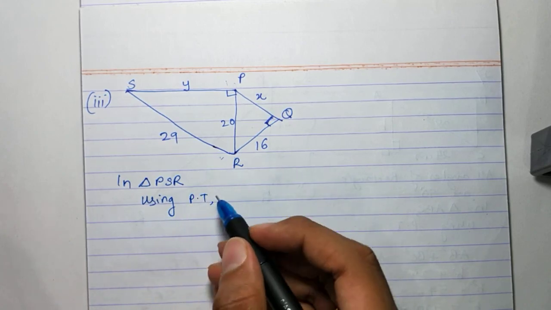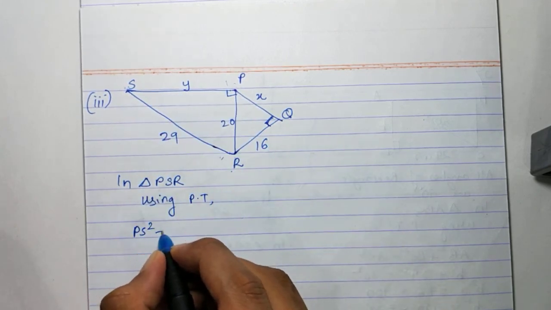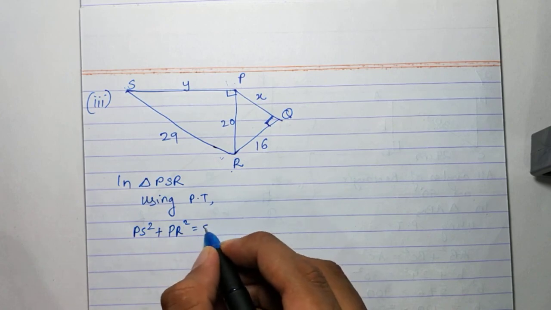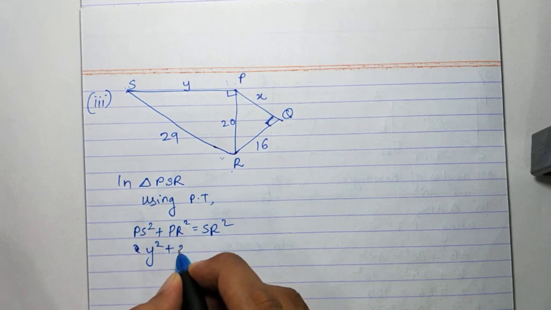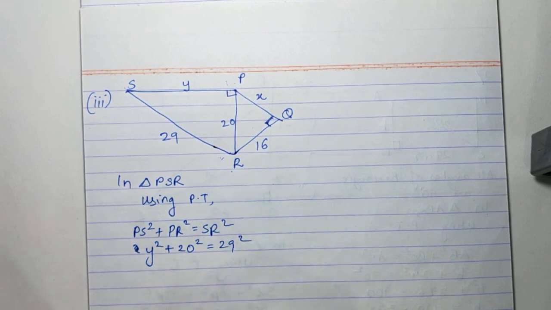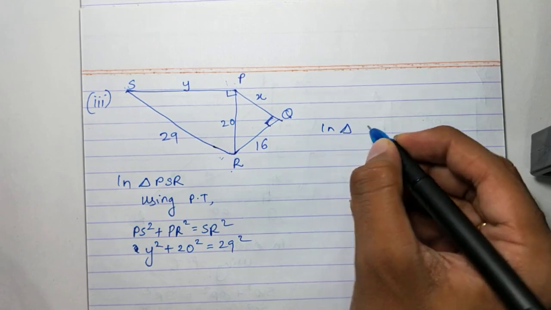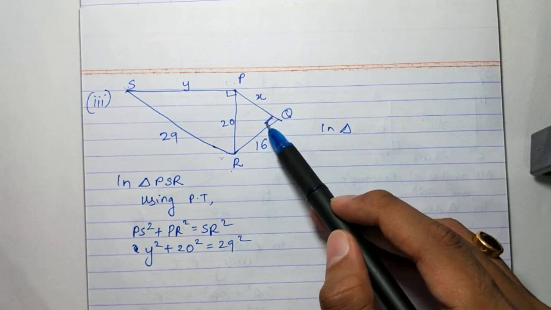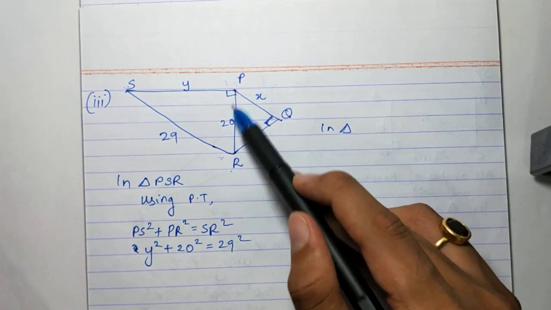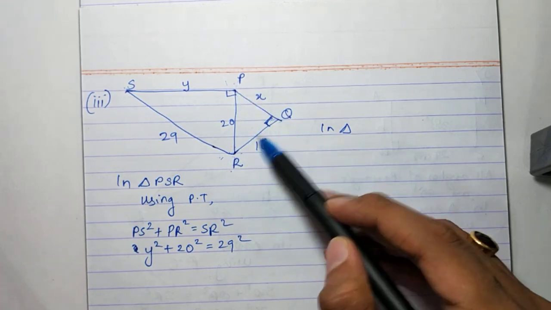Using Pythagoras theorem, PS square plus PR square equals SR square. So that is y square plus 20 square equals 29 square. Complete this calculation, you will get the answer. Then we will come to this triangle. Here also you can see 90 degrees. So the side opposite to 90 is PR. So for this small triangle, PR is the hypotenuse and these are the remaining two sides.